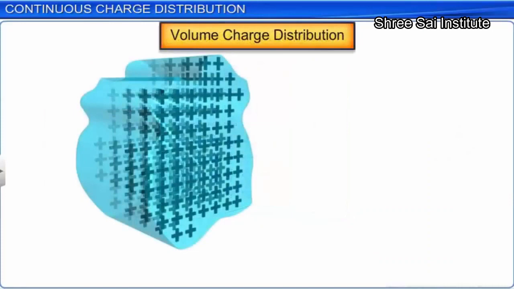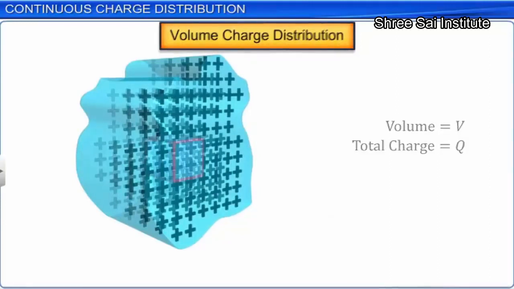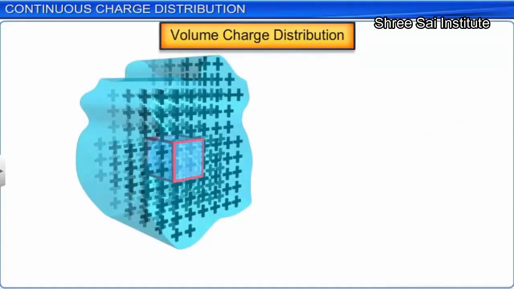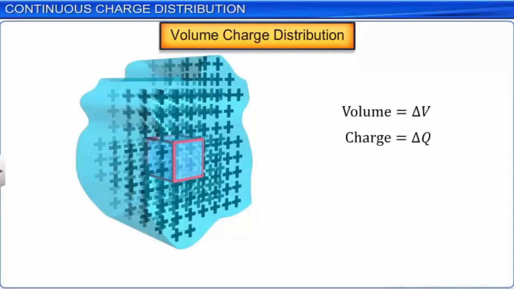Now let us consider a volume charge distribution. Consider a volume V carrying a charge Q. Let us assume that the total volume is divided into a number of small elements, each of volume delta V having a charge delta Q. Then, volume charge density or charge density rho of such a volume charge distribution is defined as the charge per unit volume. Thus, rho is equal to delta Q by delta V and is measured in Coulomb per meter cube in SI unit. It is a scalar quantity.